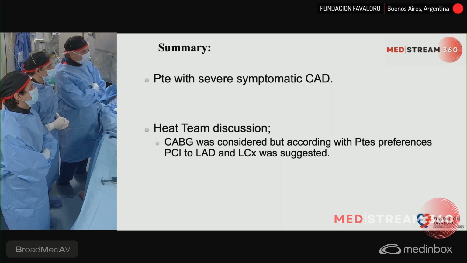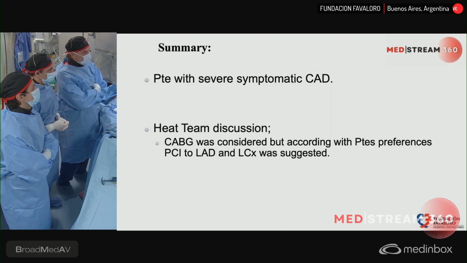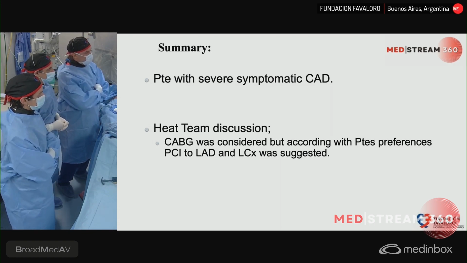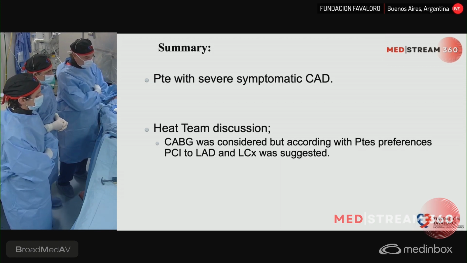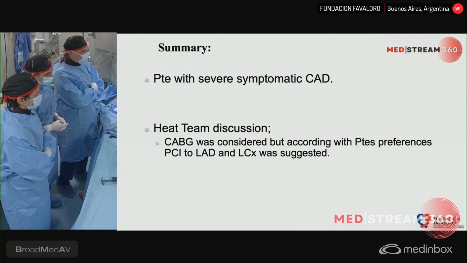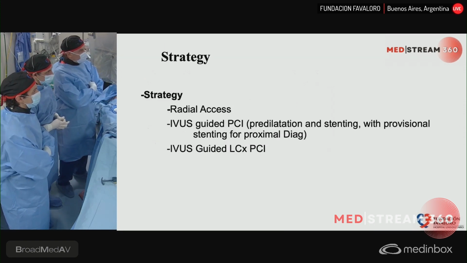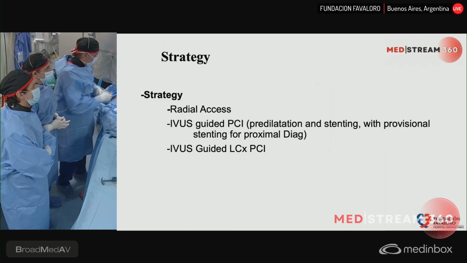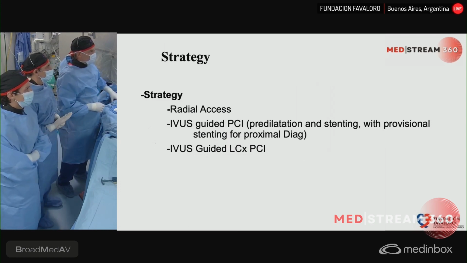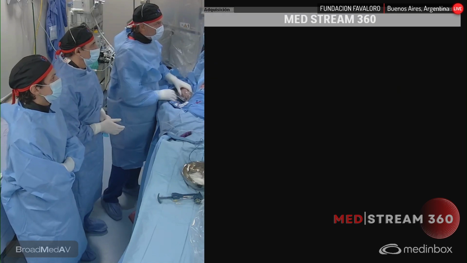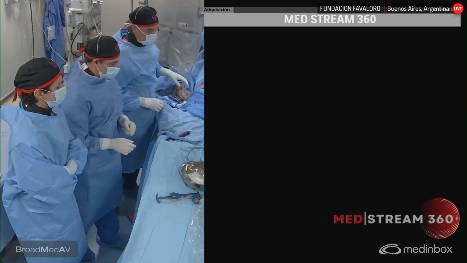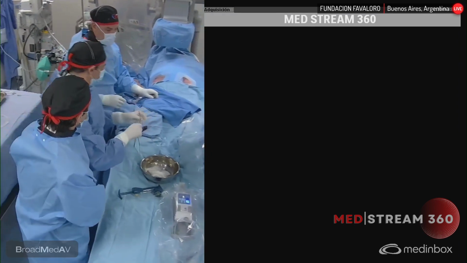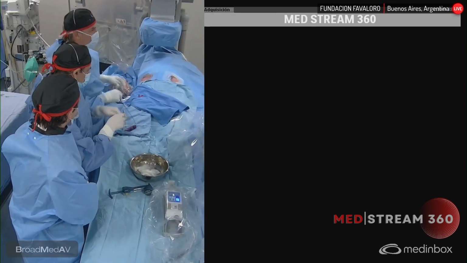We agree that this is an acceptable indication, probably not the best, but it's a good indication if we can treat this proximal LAD and then the left circumflex, and then we put the patient on optimal medical therapy and keep a very close follow-up to see how the evolution is over time. Next. So we have prepared for radial access. Dr. Carlos did the radial access. We are going to predilate and put a stent on the proximal LAD, and we will try to be provisional. So let's move to the lab.